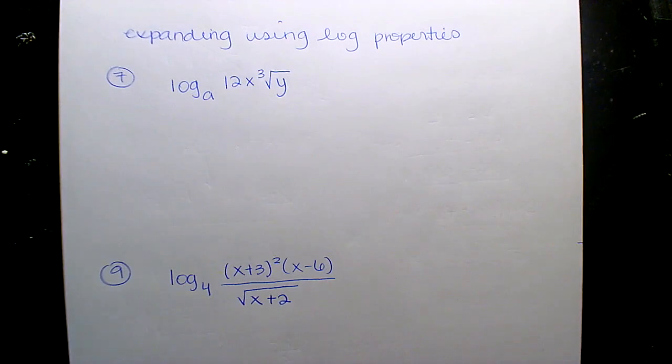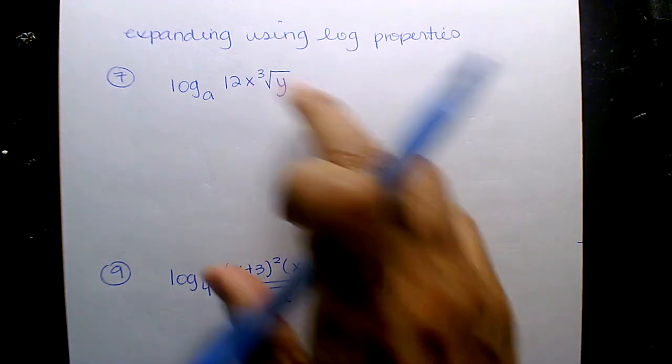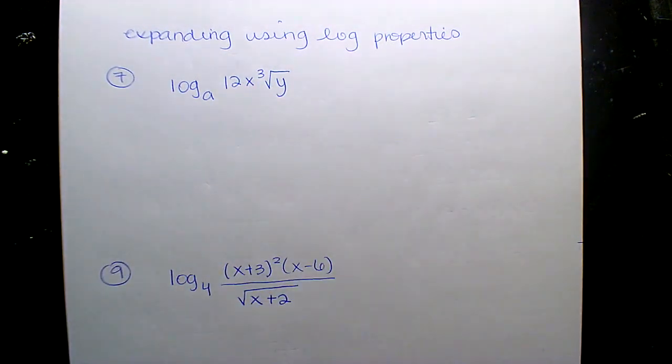Right, so remember, your properties: multiplication is addition, because we're expanding these, so that's why we're going that way. If you see bases side by side, it's multiplication, so we're going to add. If you see a fraction, that's a subtraction. And then if you have the power rule, which you guys are always good at, just go ahead and throw it in front as a coefficient, okay?